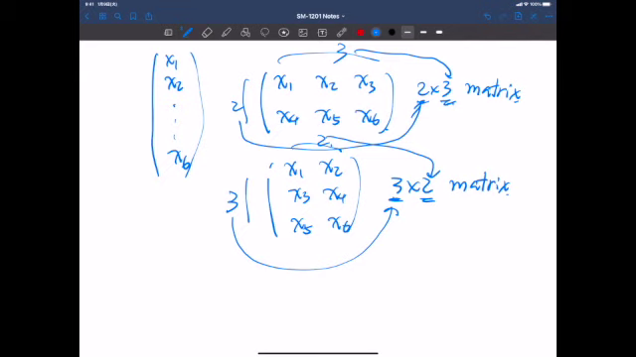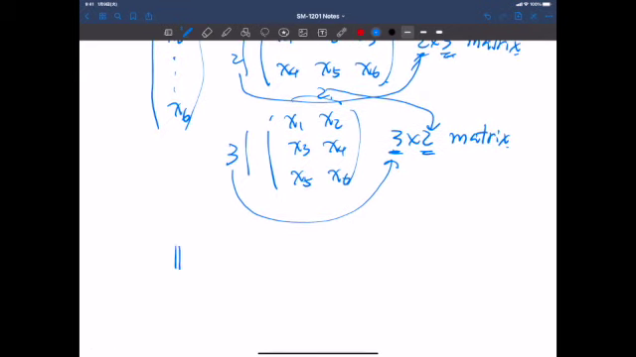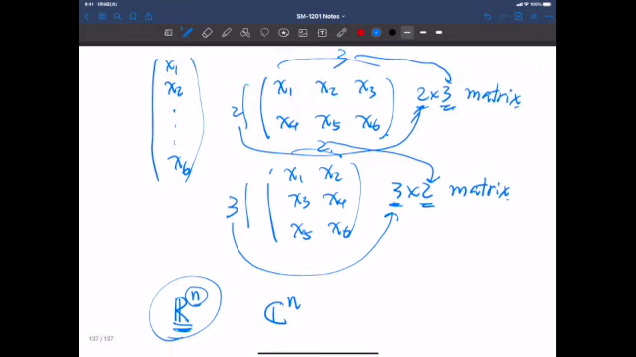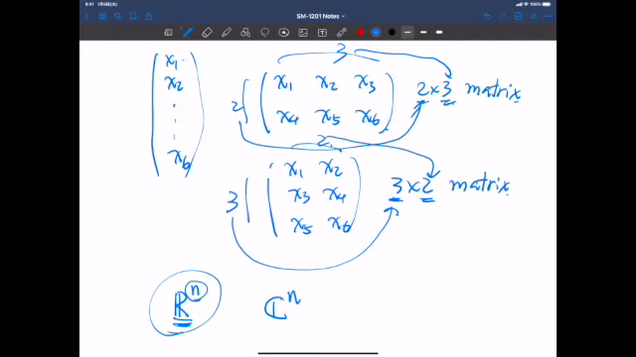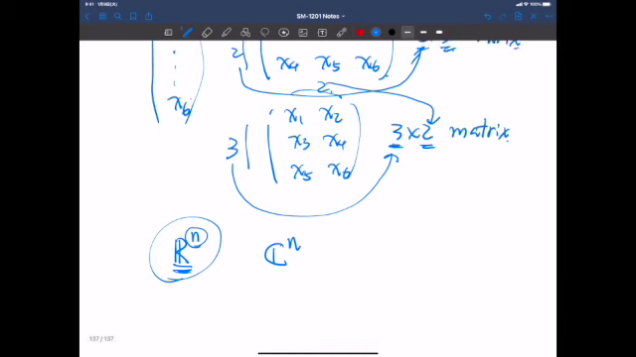Now, so far we have only considered vectors or matrices in these forms. So it's the set of real numbers, the set of n-tuples of real numbers. But instead of real numbers, we could use complex numbers. So these x1, x2 up to x6 can be complex numbers.